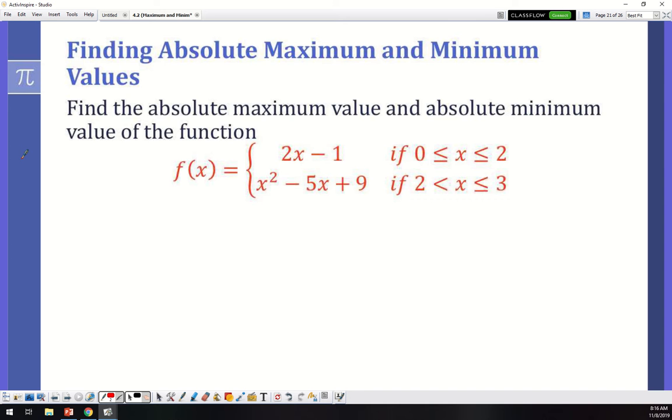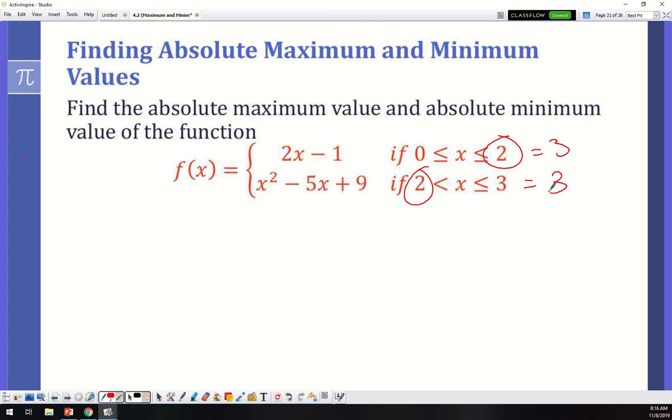So for it to be continuous, I have to check what it's going to equal in the middle. It's 2, and both values have to be the same, right? So I'm checking these ones right here. Plug in 2, I get 2, 4, 3. And right here, it's going to be 2, that's 4, minus 10 is negative 6, plus 9 is positive 3. So it is continuous over this interval, right? Good. All right, find the absolute maximum and minimum.